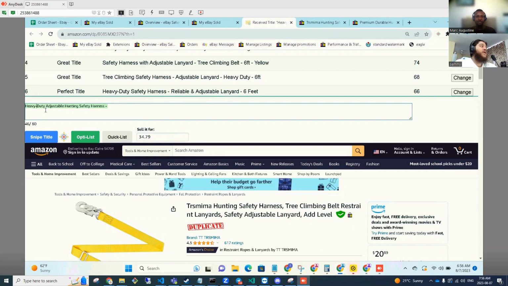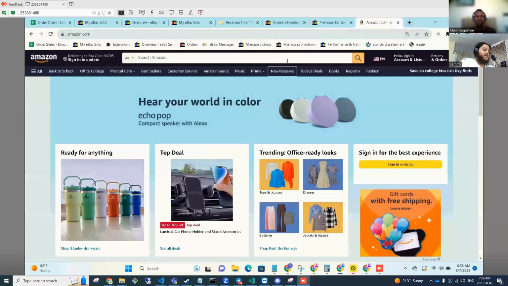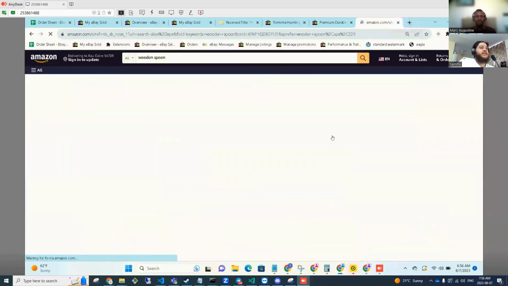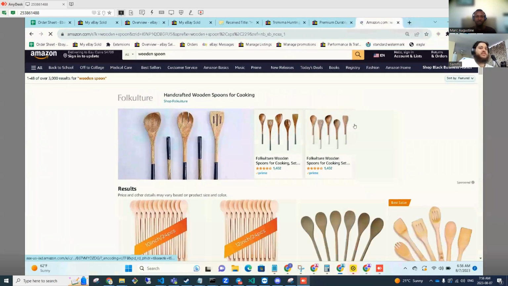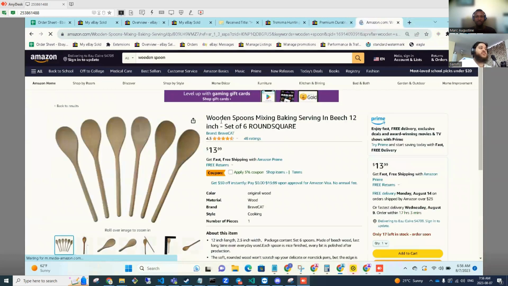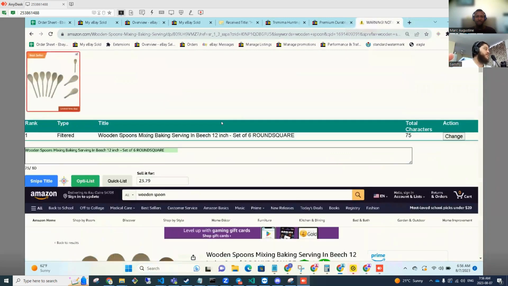If you put the word heavy duty, for example, let me bring you an item on Amazon, like a wooden spoon. Let's find this cheap item over here, this wooden spoon mixed baking serving. If I put the word heavy duty before the spoon, wouldn't the price of the item, the value of the item, go up?